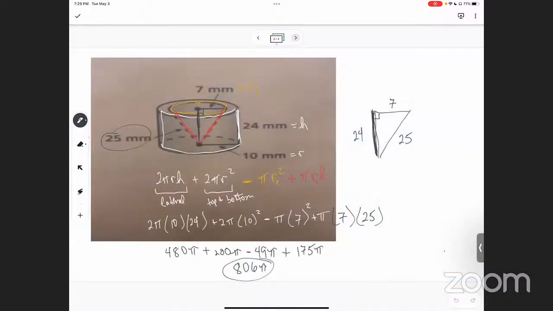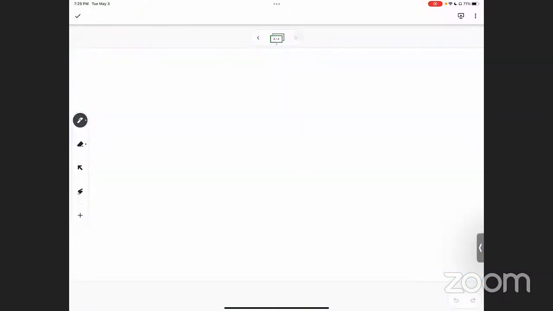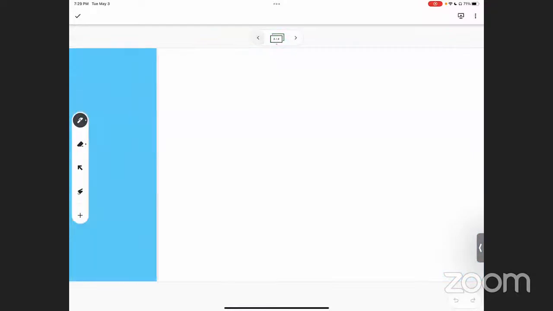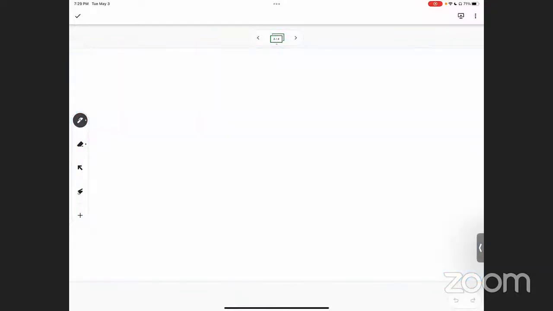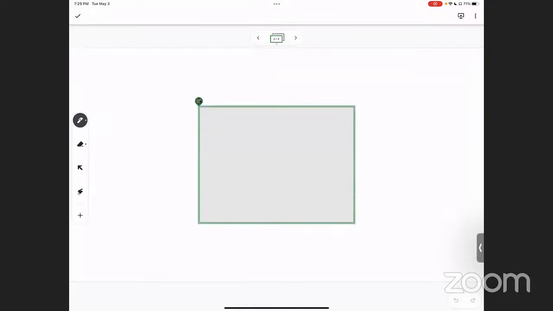Still loading up. Yeah, it's loading. It's almost there. Is insert.